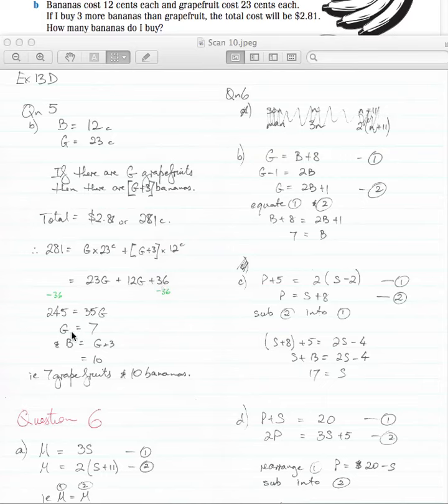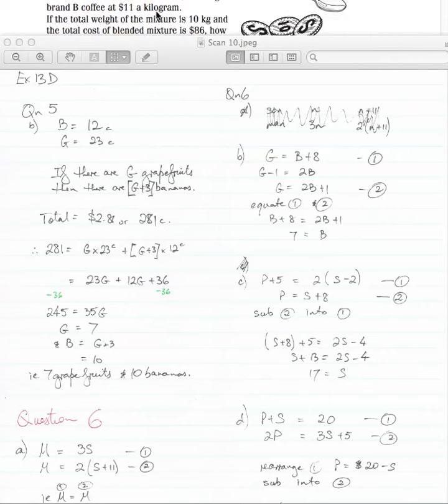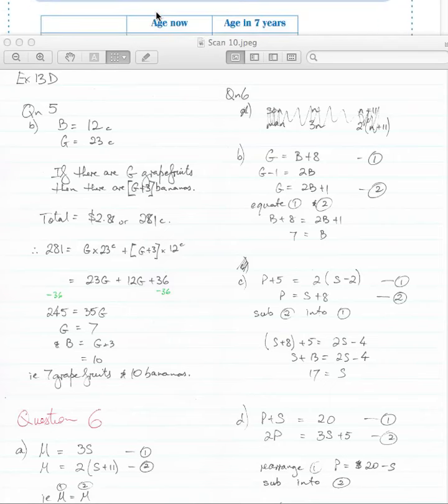Subtract 36 from both sides. There's my number of grapefruits. And bananas, well, there's 3 more bananas than there are grapefruits. Therefore, there are 7 grapefruits and 10 bananas. So there's question 1.